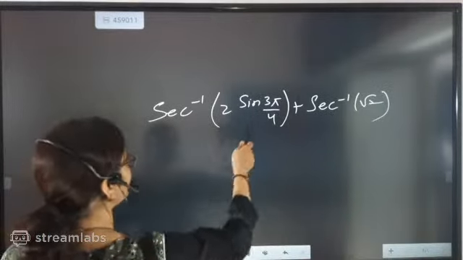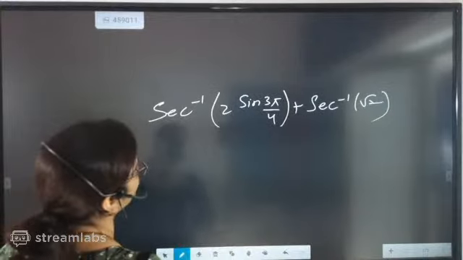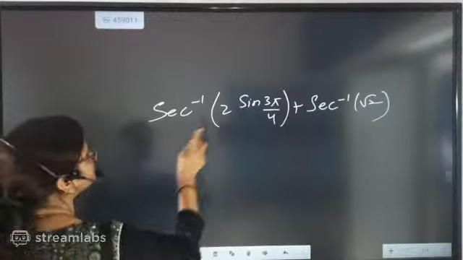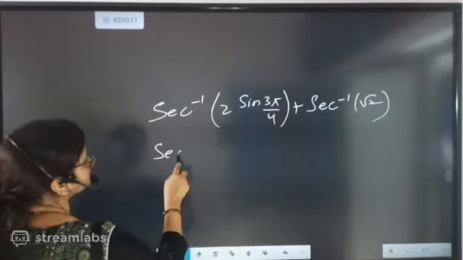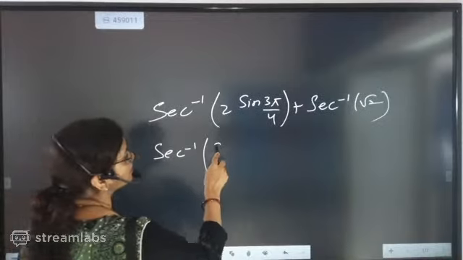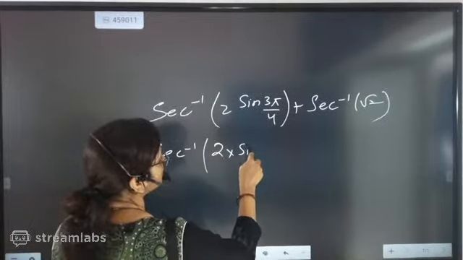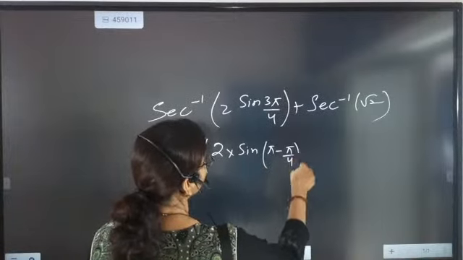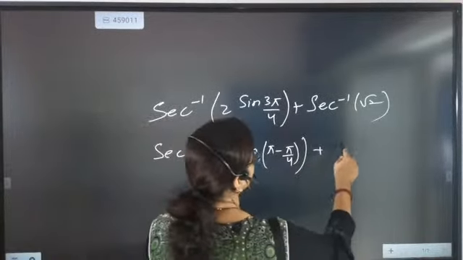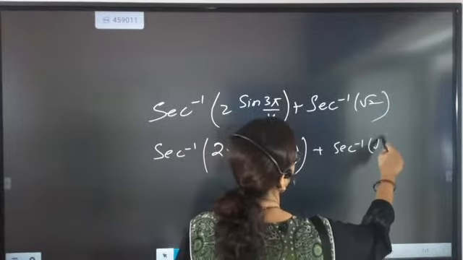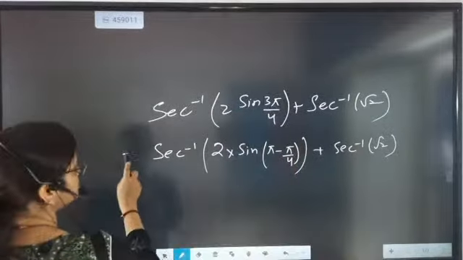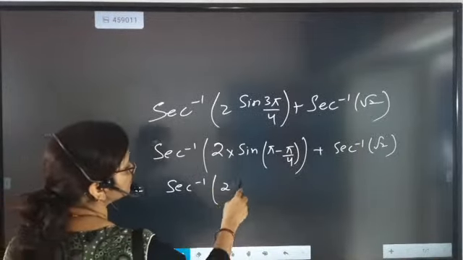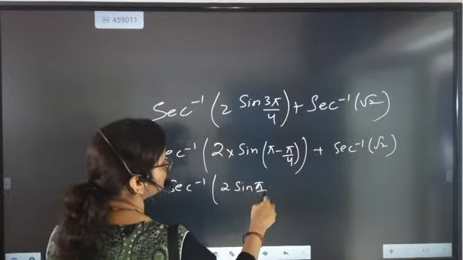Beta, pi minus pi by 4. Sine of pi minus pi by 4 will become... So here what is written for you? 2 sine secant. It will become sine of pi minus pi by 4, secant root 2. Such an easy question, nothing is there. Secant here, 2 sine pi by 4.